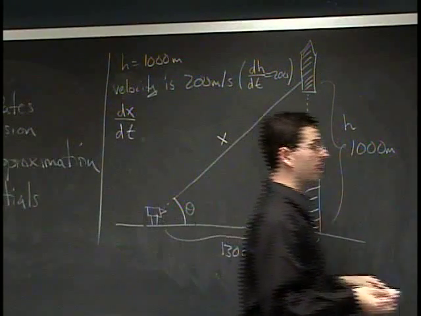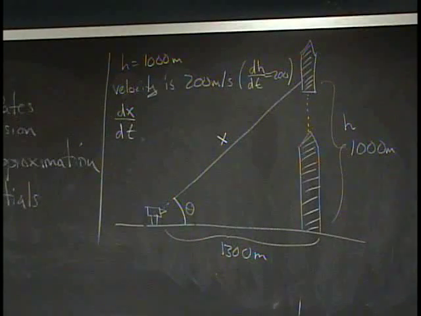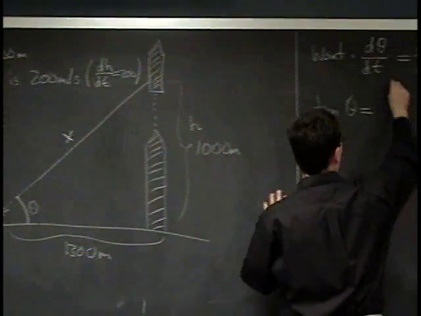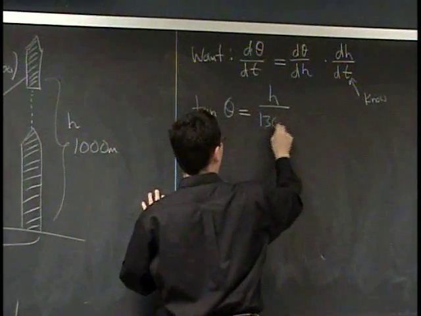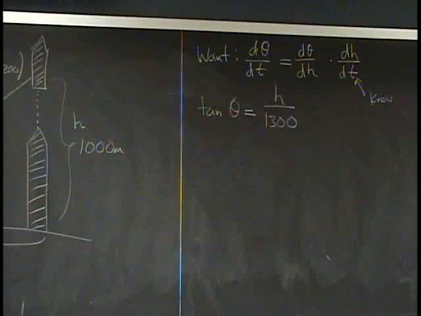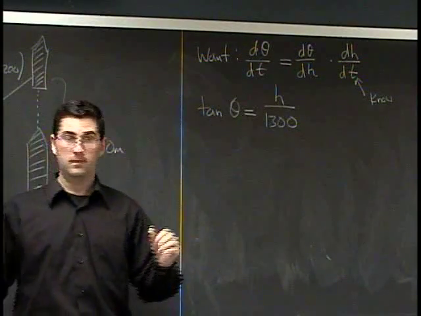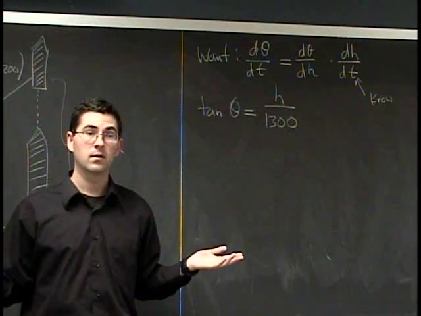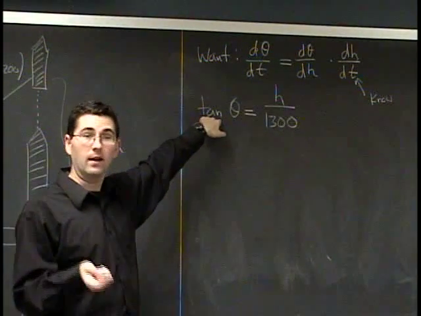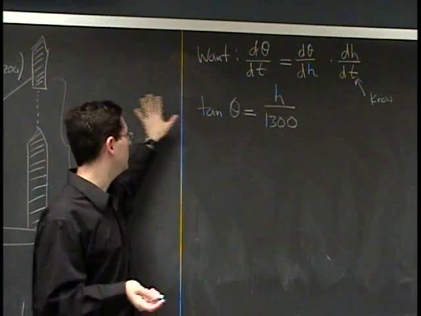Right. We're looking for theta, right? Yeah, that's right. But we can immediately write down the tangent of theta is h over 1300. Okay? Now, we could solve for theta. How would we solve for theta? Arctan. Take arctan of both sides. Right? Why? Well, arctan is the inverse function of tan. Right? Which means they'll cancel out.